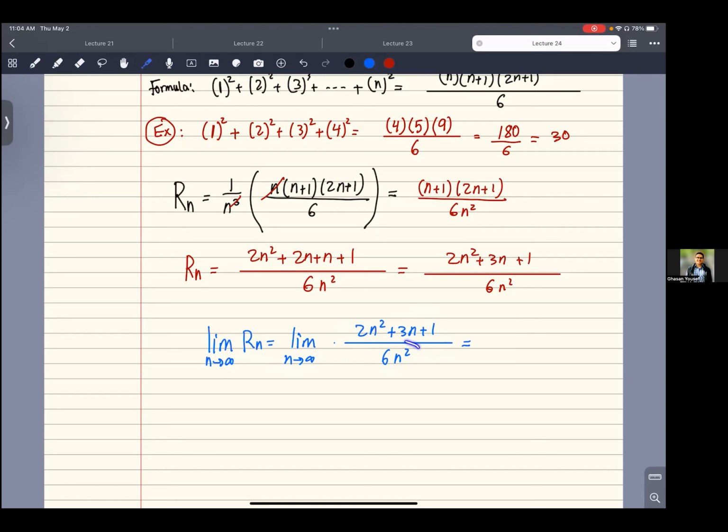What is the highest power here? It's 2. What is the highest power here? It's 2. You take the coefficient of the highest power over the coefficient of the highest power. It will be like 2 over 6. And this is equal.